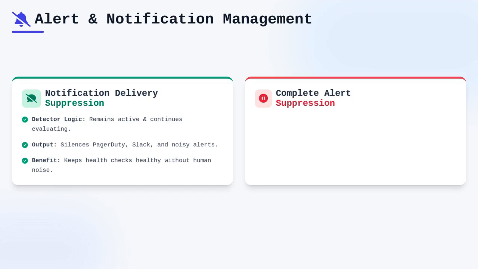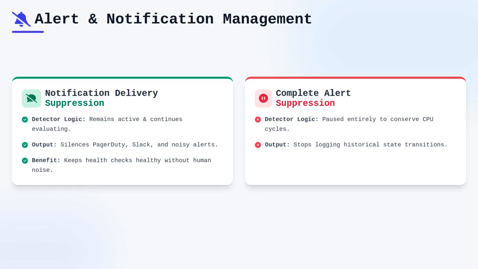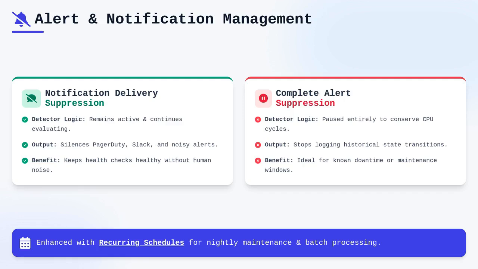Conversely, there are situations where you want to pause the detector in its entirety to conserve processing cycles or avoid logging historical state transitions during a known downtime. Mastering this distinction allows you to maintain clean audit logs that reflect the true state of your health checks versus the human-facing operational status. When we configure these rules, we also incorporate recurring schedules, which are particularly powerful for automated nightly maintenance tasks or weekly batch processing windows.